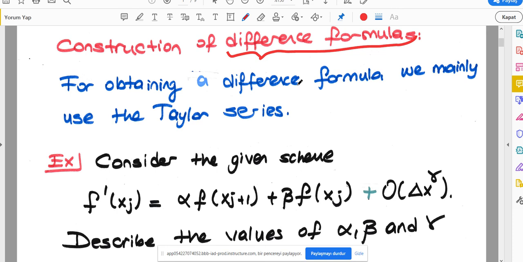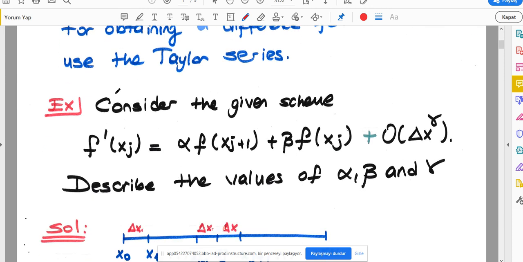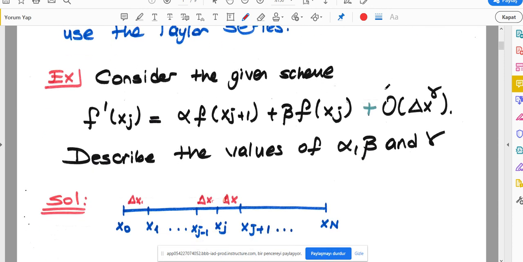So to obtain the difference formula, by using this difference formula, we are getting second order, third order, fourth order derivative approximation now. So we will continue with an exercise. It could be better for your understanding. Because of this, I'm choosing to start with an exercise. Look at here, guys. Consider the given scheme.